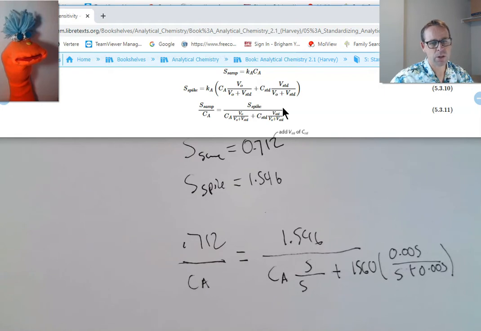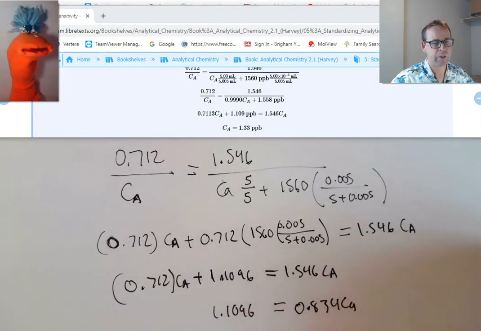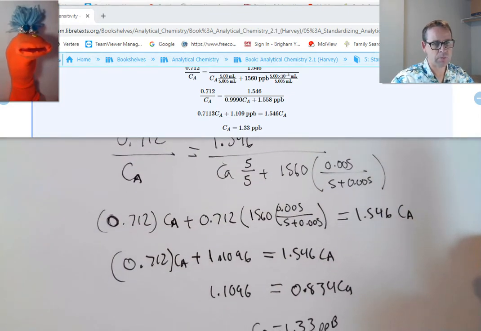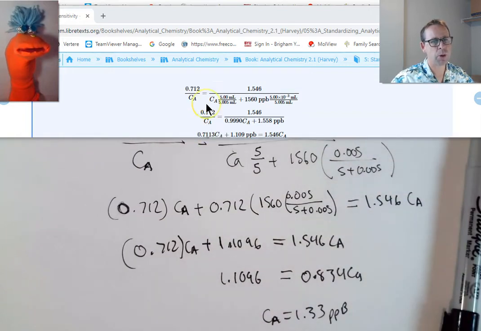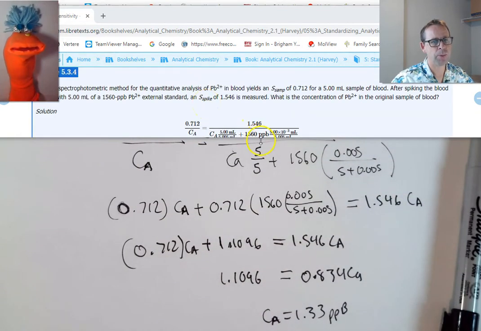All right, so should we work that out? I'm going to push pause as I work that out in the calculator. Why don't you try it as well and see if you get it? All right, so if we got our calculations done, you can look through those and make sure that they match yours, and we get 1.33 parts per billion.